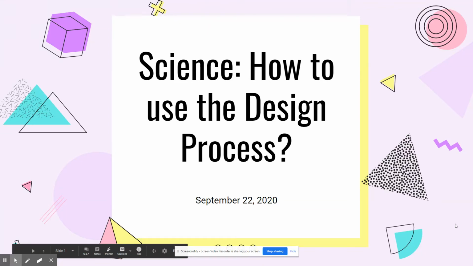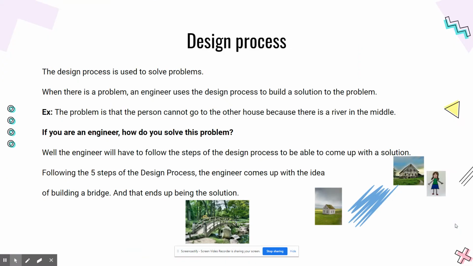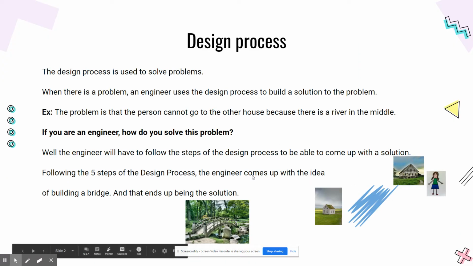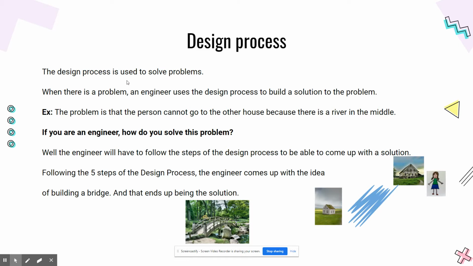So for today, we're going to talk about ways that we can use the design process, especially ways that engineers use the design process. So here we have an example. The design process is used to solve problems, and you should remember this. The design process is used to solve problems. When there is a problem, an engineer uses the design process to build a solution to the problem.